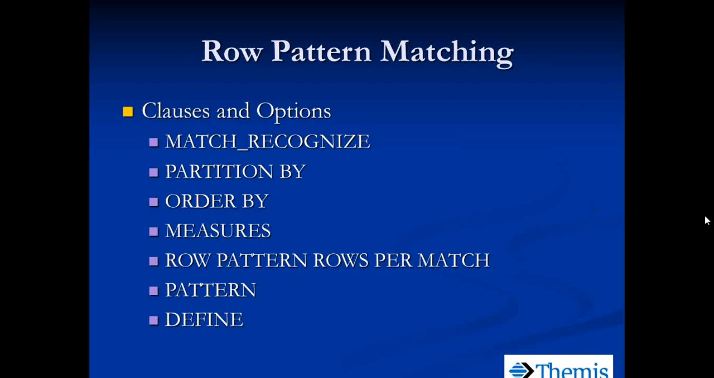We can go down row by row, we can go up row by row. So it gives us that cursor management of stepping through our data both directions, which is very powerful, and you'll see that in some of these measures clauses coming up.